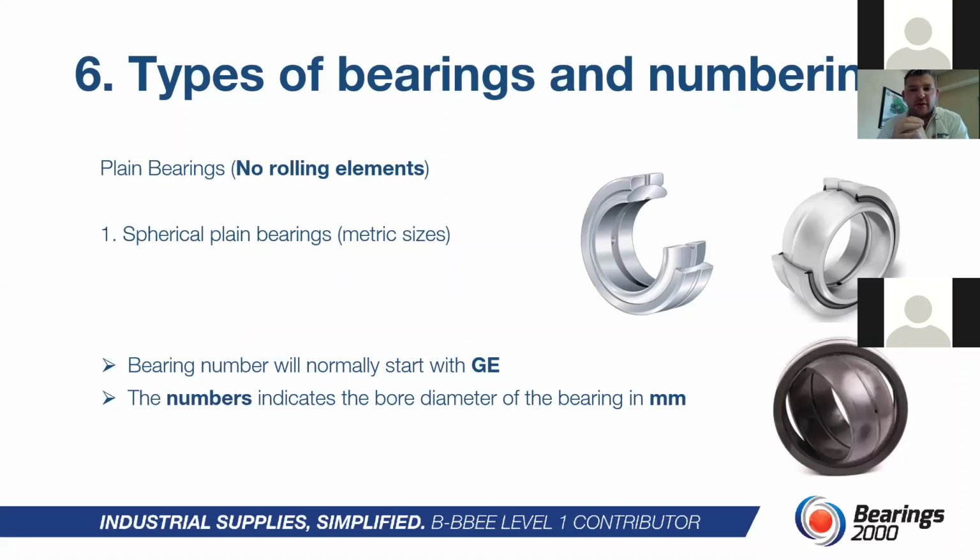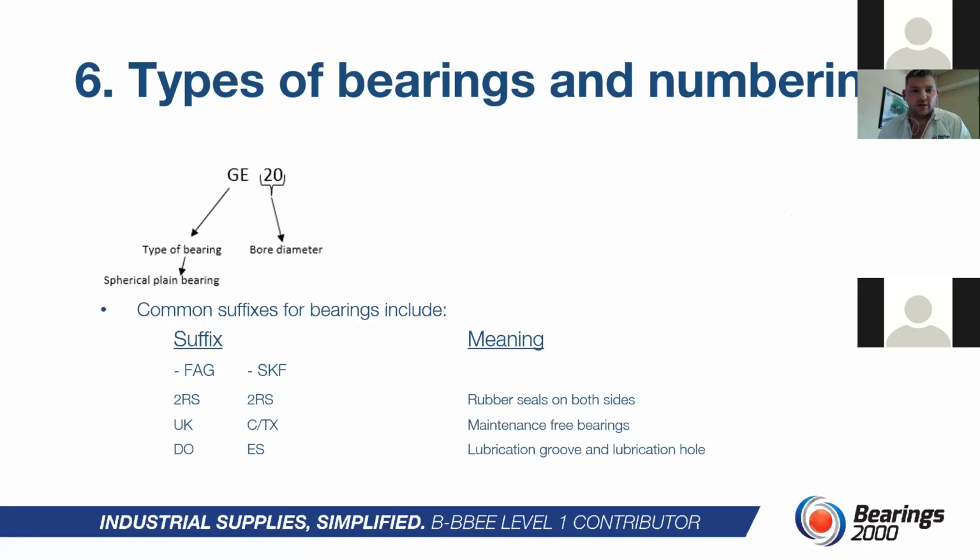Having a look at plain bearings. Plain bearings have no rolling elements, like you can see there. All other ones have balls or rollers as rolling elements. The bearing number will normally start with a GE, and the number that follows will indicate the bore diameter of that bearing. So GE20, the bore diameter will be 20 millimeters.